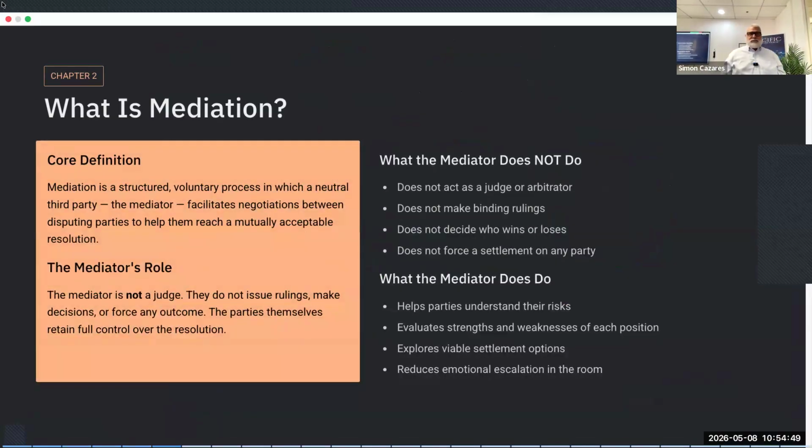So, what is mediation? Let's dive into the core definition. Mediation is a structured voluntary process in which a neutral third party, the mediator, facilitates negotiations between disputing parties to help them reach a mutually acceptable resolution. The mediator's role is not to be a judge. They do not issue rulings, make decisions, or force any outcome. The parties themselves retain full control over the resolution.